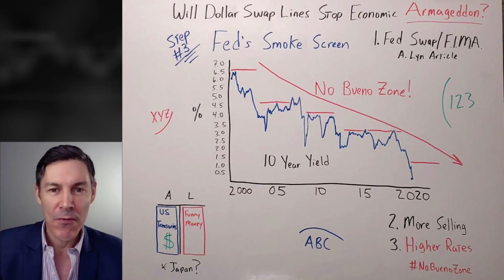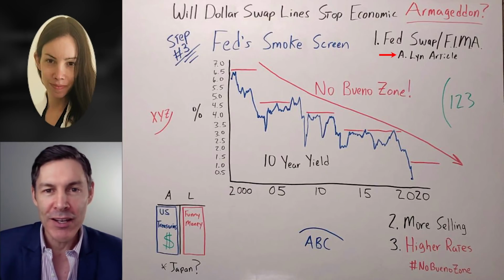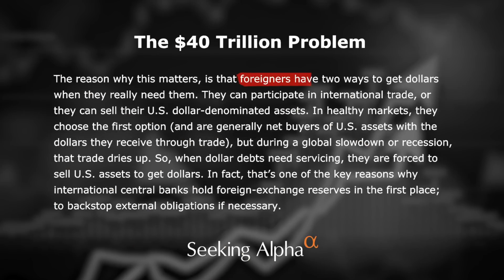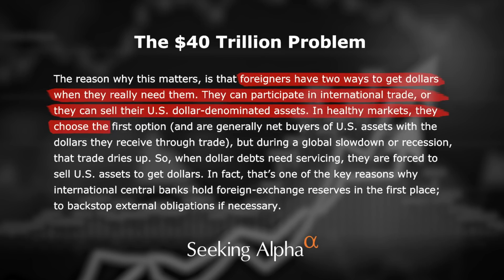Let's take it one step further and go to a recent article from one of my favorite macro thinkers, Lyn Alden. Foreigners have two ways to get dollars when they really need them. They can participate in international trade, just like we talked about in step number 1, or they can sell their US dollar denominated assets. Aha, here's where it starts to get interesting. In healthy markets, they choose the first option, but during a global slowdown or recession, trade dries up. So when dollar debts need servicing, they are forced to sell their U.S. assets to get dollars.